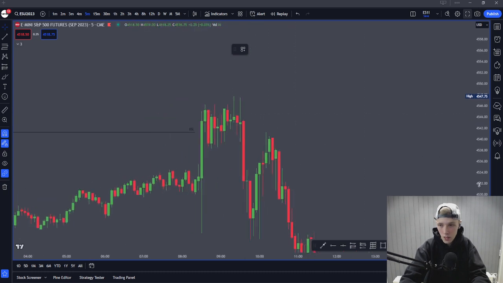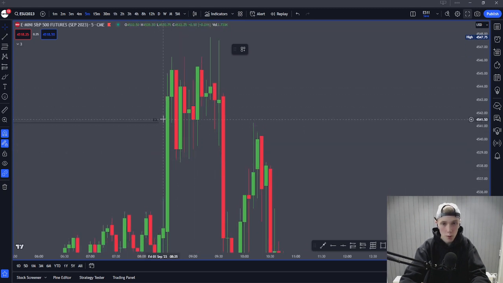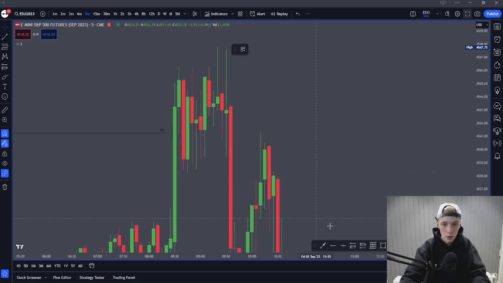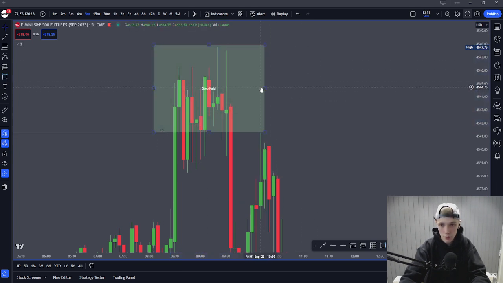Right here. A stop run is where the chart continues to go up. You see the bodies, remember, the wicks do the damage, bodies do the talking. The body closed above this on the 5-minute chart. It closed above this. So I would get worried of this accumulation right here. But this is what ICT calls a stop run.